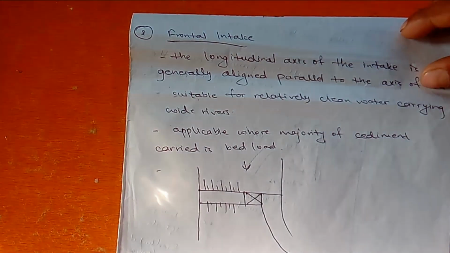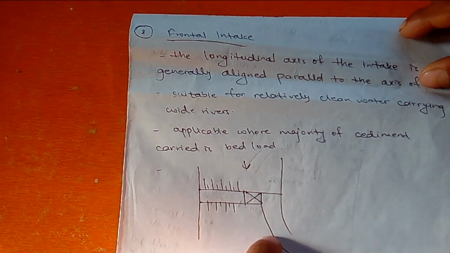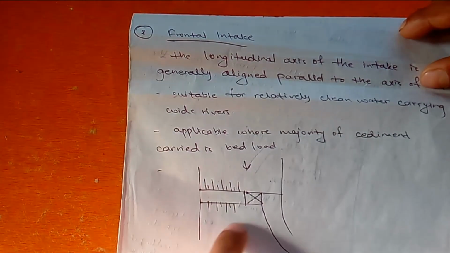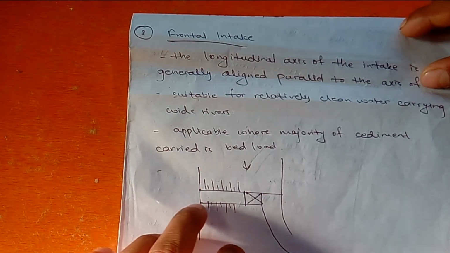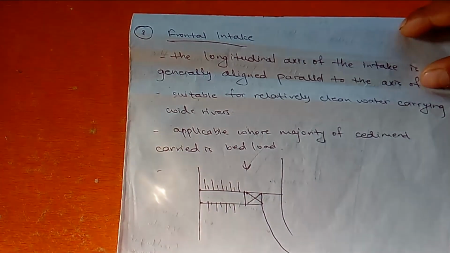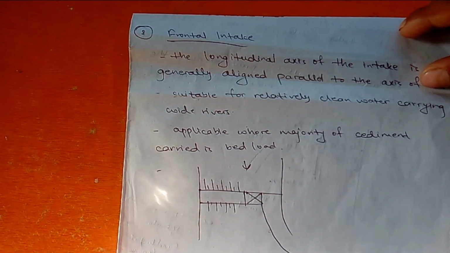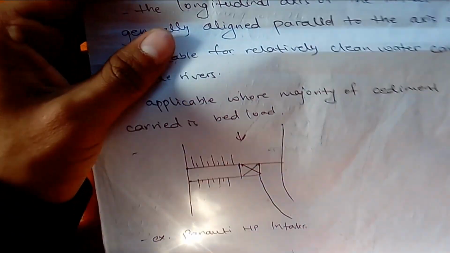You can see a figure. This is the retaining structure, this is the undersluice, and this is the intake, which is almost aligned parallel to the longitudinal axis of the river. This is the frontal intake. If the majority of the sediment carried by the river is bed load, there is a provision as well to flush the bed sediment and take the clean water into the canal by the frontal intake.